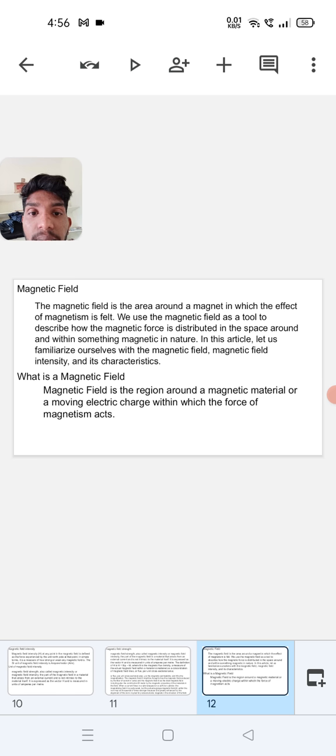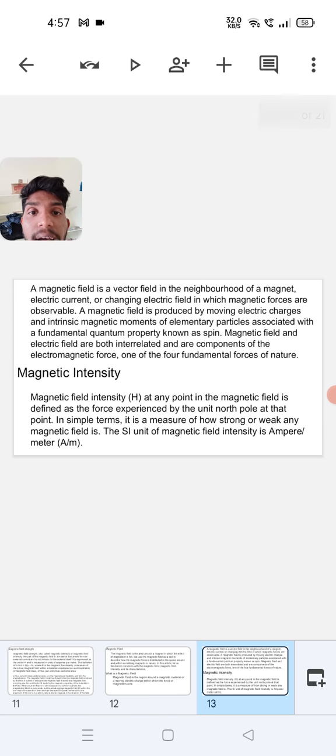What is a magnetic field? A magnetic field is the region around a magnetic material or moving electric charge within which the force of magnetism acts. A magnetic field is a vector field in the neighborhood of a magnet, electric current or changing electric field in which magnetic forces are observable. A magnetic field is produced by moving electric charges and intrinsic magnetic moments of elementary particles associated with a fundamental quantum property known as spin.